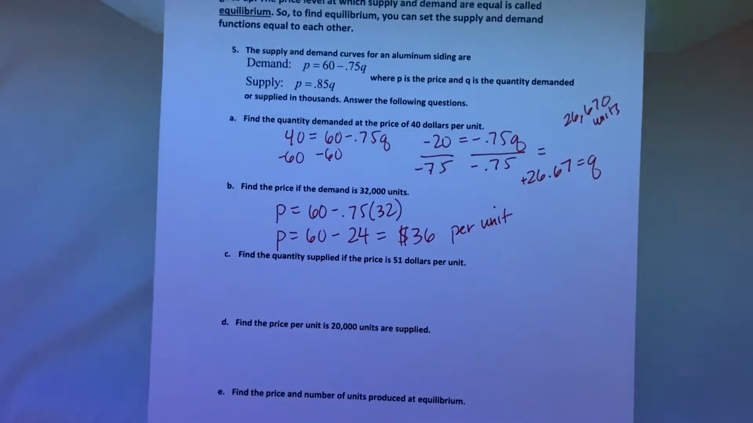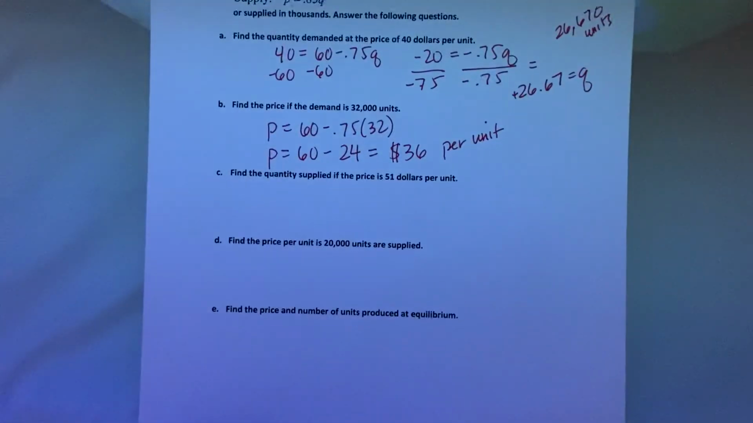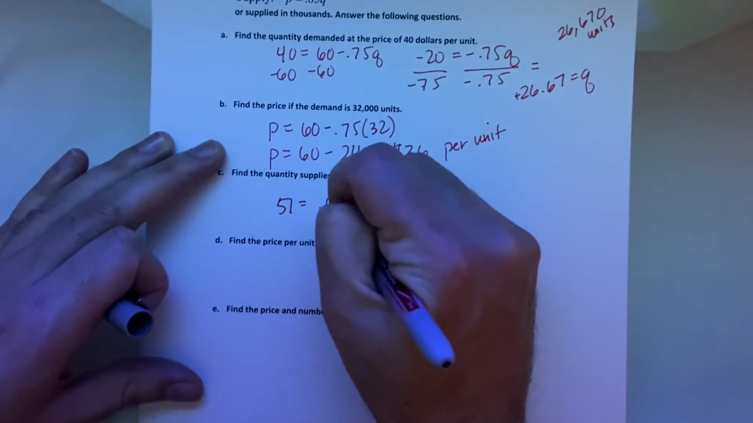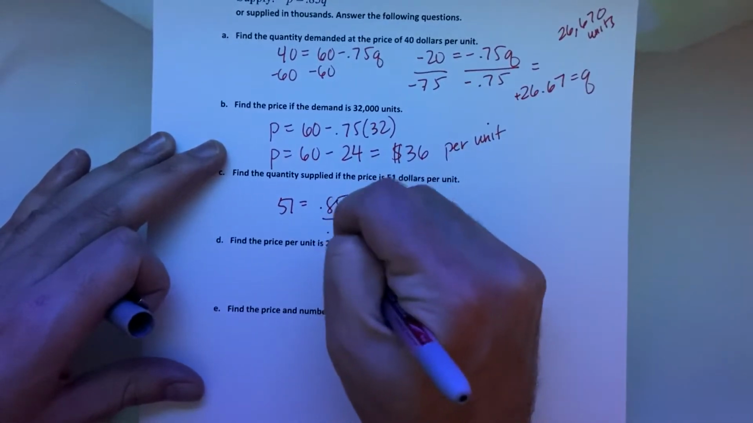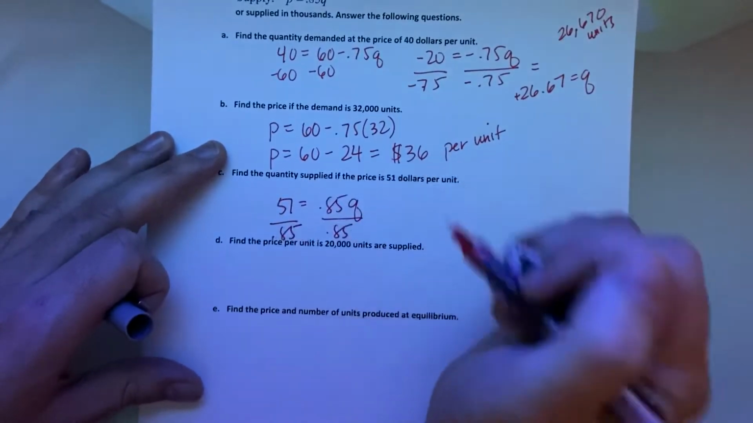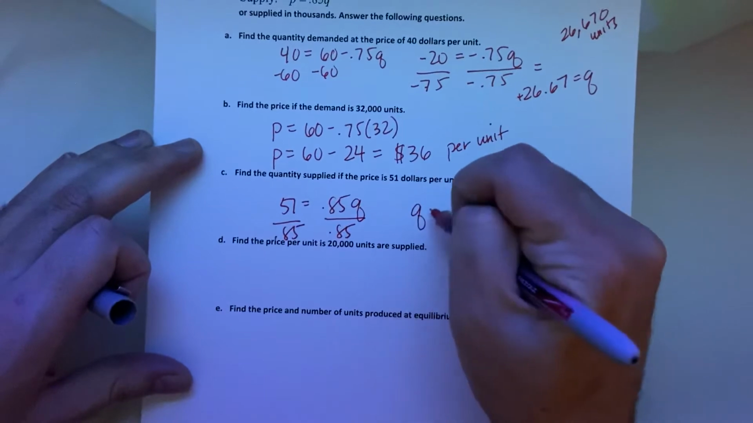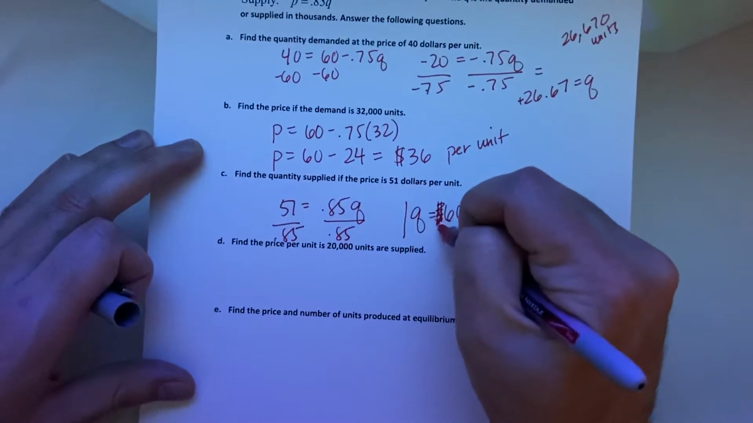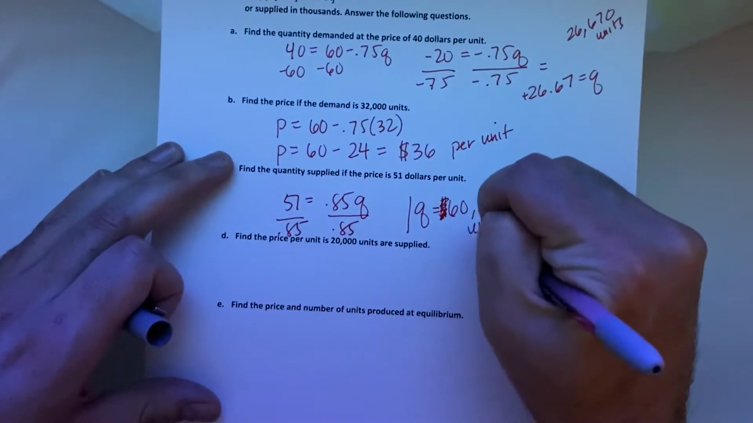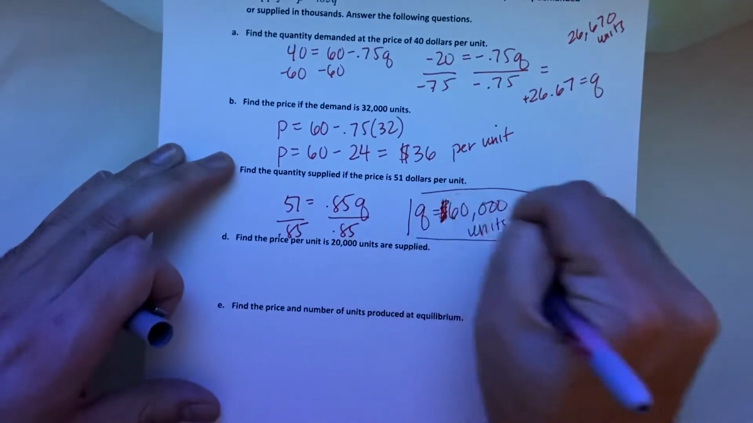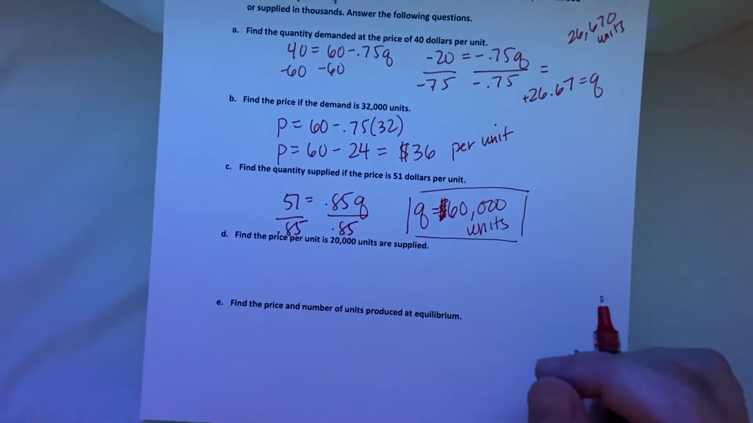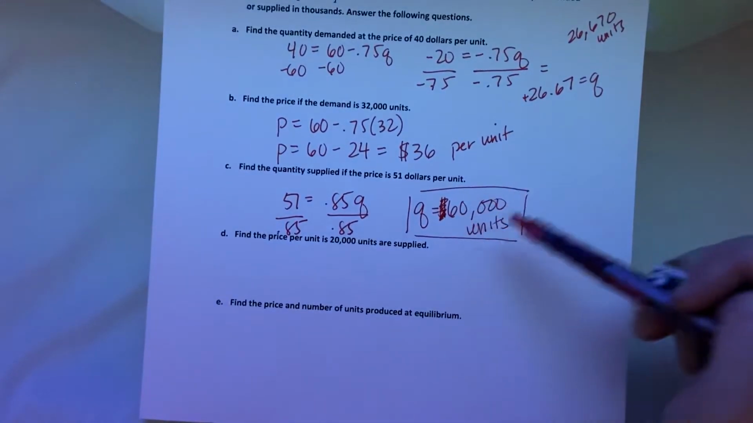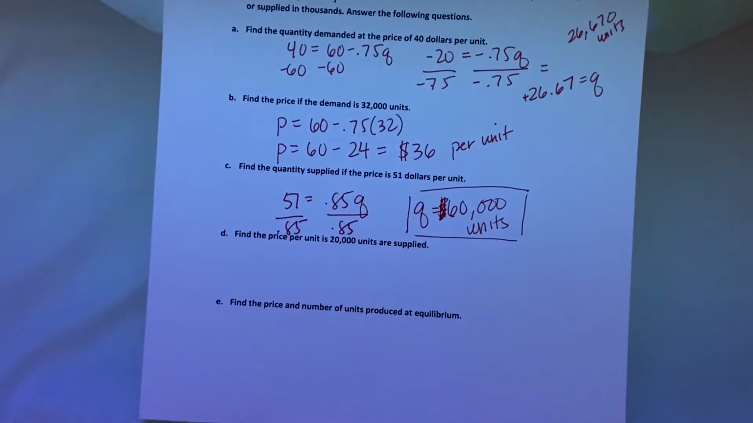Find the quantity supplied if the price is $51 per unit. Now we're dealing with supply. So $51 per unit equals 0.85 Q, divided by 0.85. 51 divided by 0.85, Q equals 60, not $60, 60,000 units. So if the price level is $51, they're going to produce 60,000 units, which is probably more than they can sell because they make good profit if the price is high.